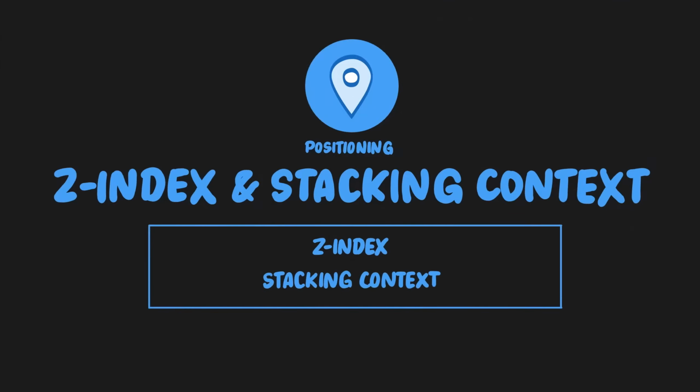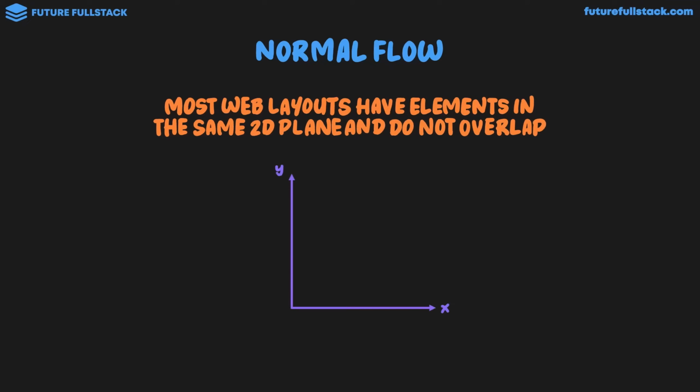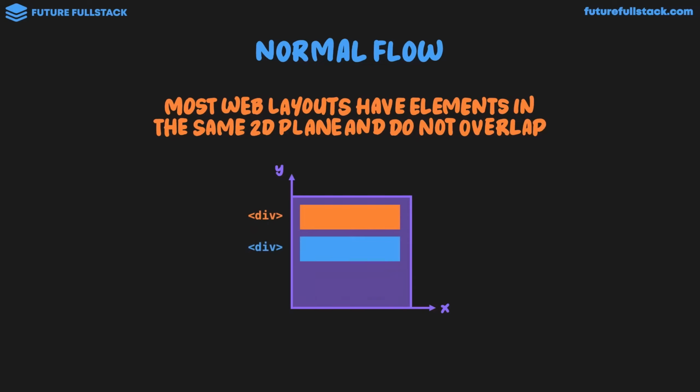So to understand the concept of Z-index, let's first recap normal flow. Most web layouts have elements in the same 2D plane and do not overlap. So we can think of our web page as having an x-axis and a y-axis. There's no z-axis, so this is just a 2D plane. And inside our plane, we have our elements. In this diagram, I'm going to have 3 divs. This orange div, this blue div, and this red div. The elements are in the same plane, and they're not overlapping.